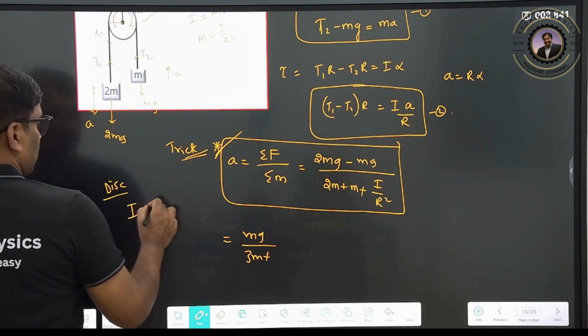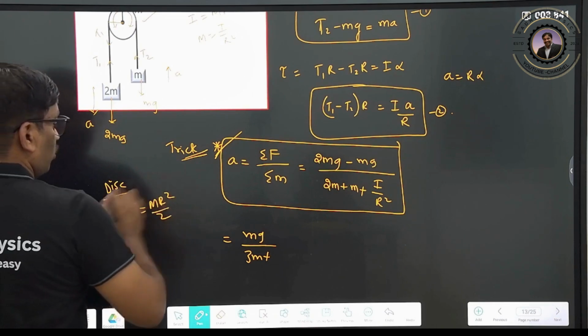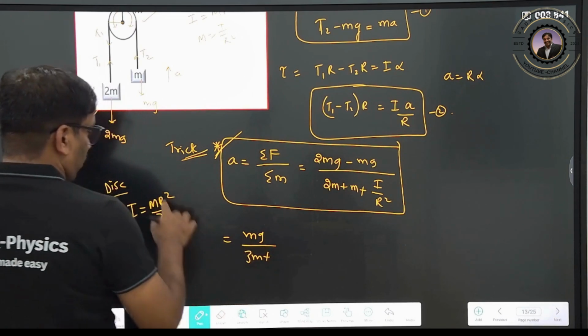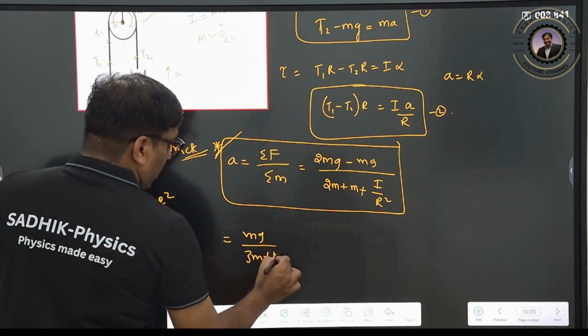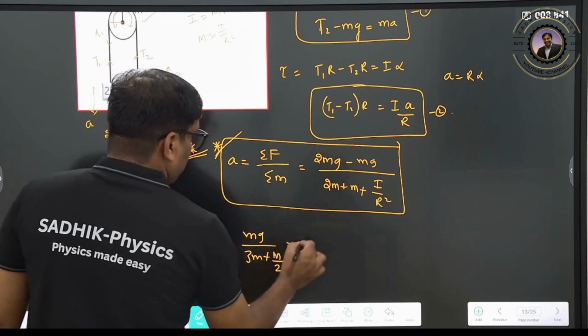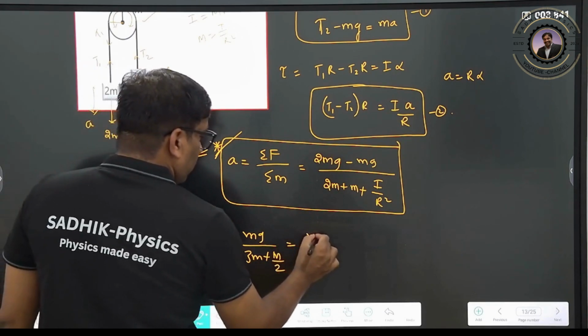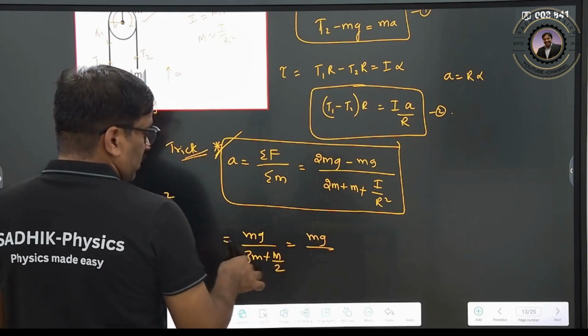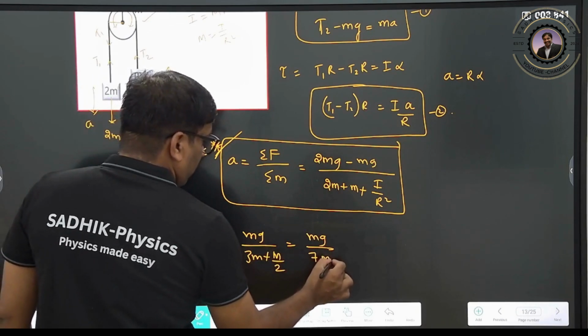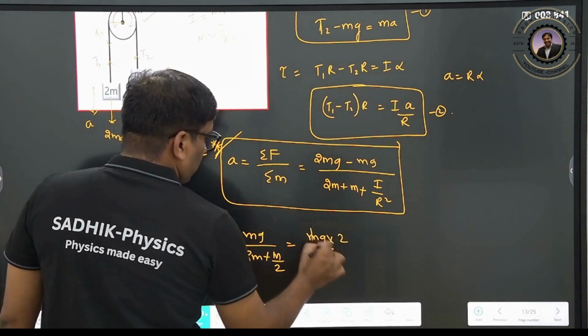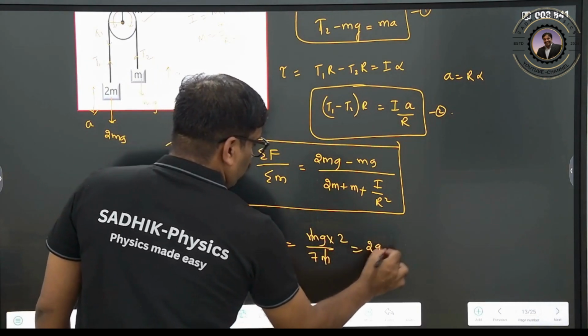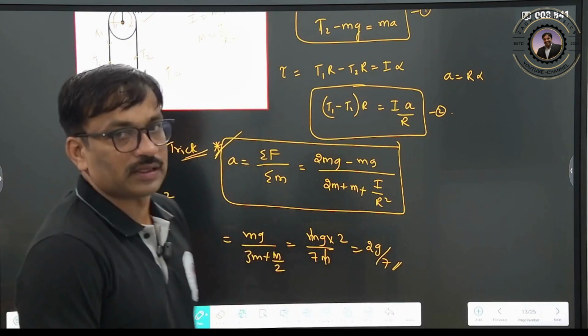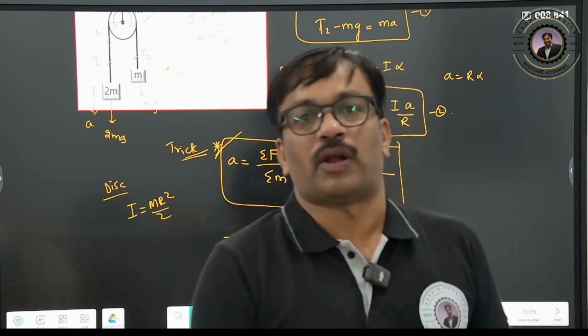Moment of inertia is nothing but mr square by 2 for this disc. So therefore I by mr square is nothing but m by 2. Clear? So how much will we get now? mg, therefore it is 6 plus 7, 7m by 2, it is into 2, therefore you will get cancelled, therefore 2g by 7 will be your acceleration for this problem now.